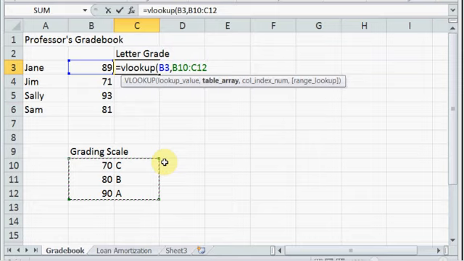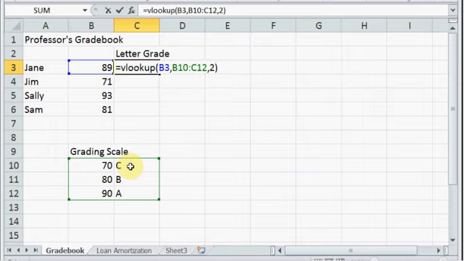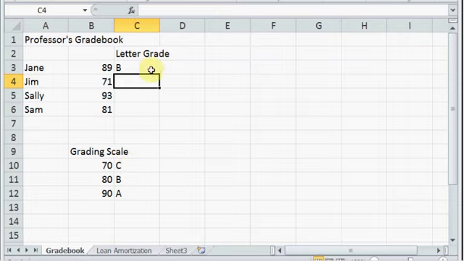And then the last thing I need here is I need an index, okay? And the index is going to be where in this table is the value I want to place in there. So if you think of this table, I got 2 columns here, and over here in the second column is where the letter is that I want to display. So I'm going to put a 2 in. Alright, so I finish that off, I hit enter. And Jane should have an 89. That should give her a letter grade of a B, and it does.